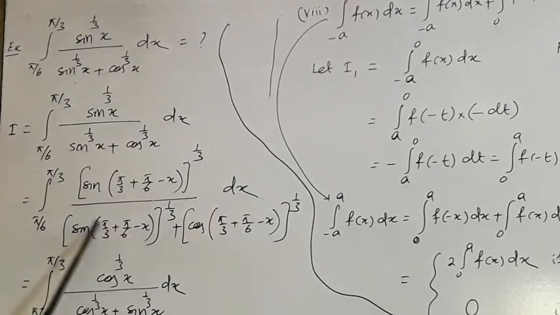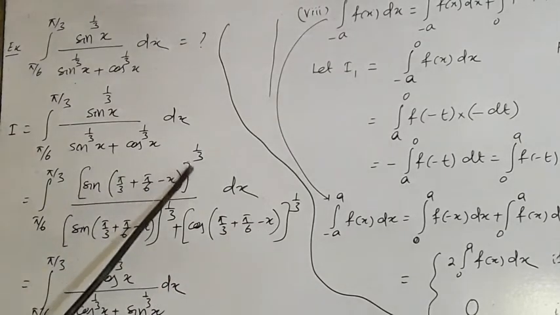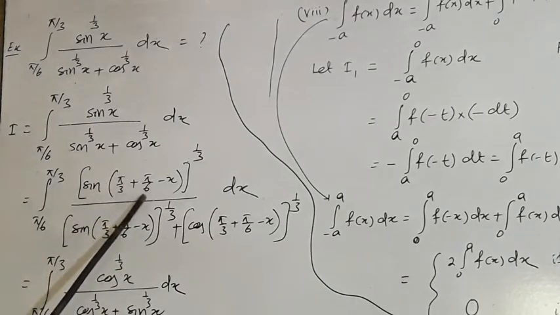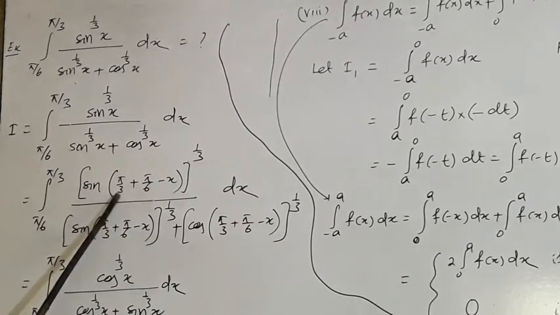Here also pi by 6 plus pi by 3 minus x, whole to the power 1 by 3. Now it is 30 degree, it is 60 degree. When they add, you will get 90 degree. Sine 90 minus x is cos x, and to the power 1 by 3 is there.